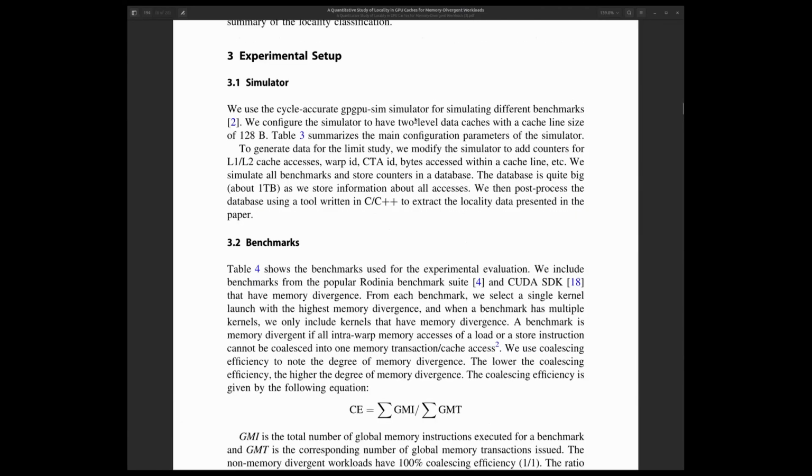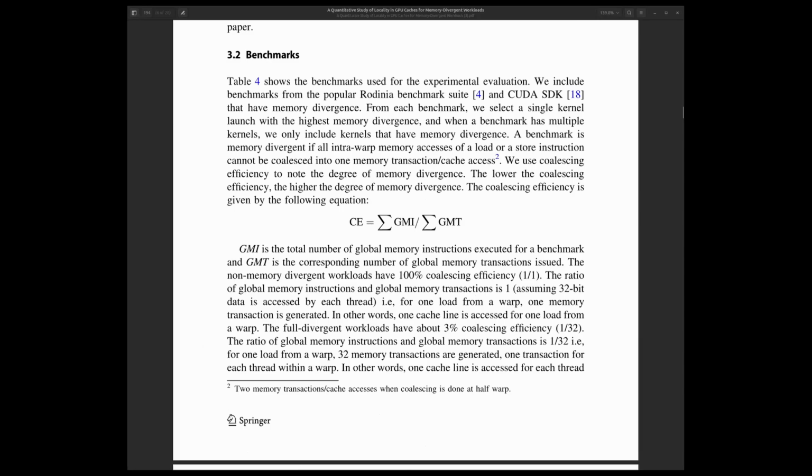You might ask why they don't run the experiment on live GPUs, but the reason is that one of the aims of this paper is to find out the maximum possible exploitable spatial and temporal locality, and in order to do that, they simulate a GPU with infinite cache size for both L1 and L2 cache. But coming back to this metric, they use a metric called coalescing efficiency to define the memory divergence of an application.